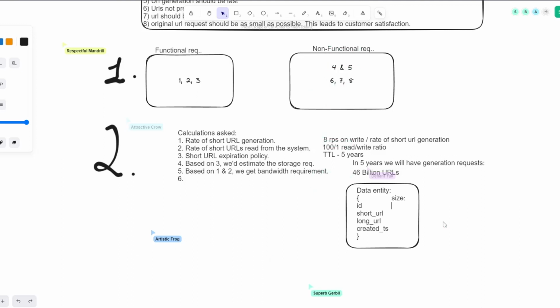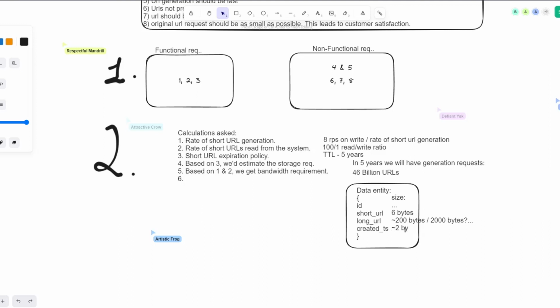ID is some primary key, so we wouldn't even mention it. The short URL depends. Let's say we have 6 characters, so that is 6 bytes. Long URL we will consider 100 characters, so that is 100 bytes. Created timestamp is what? An int, a long. I think the long URL will be close to 2000. That's the max, 3000 characters. Yeah, that's the max size of a URL.